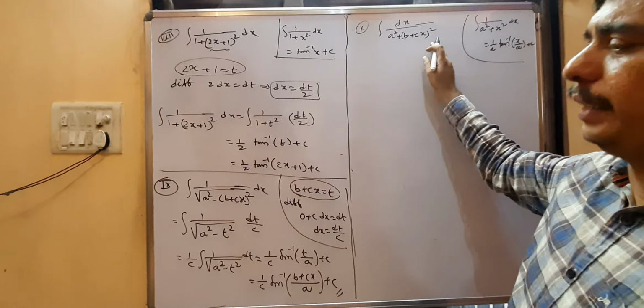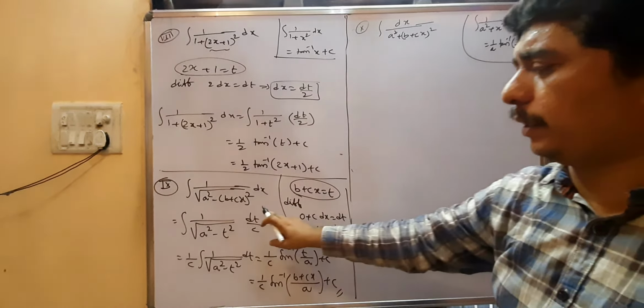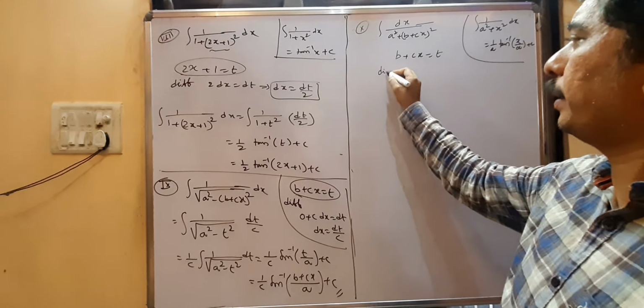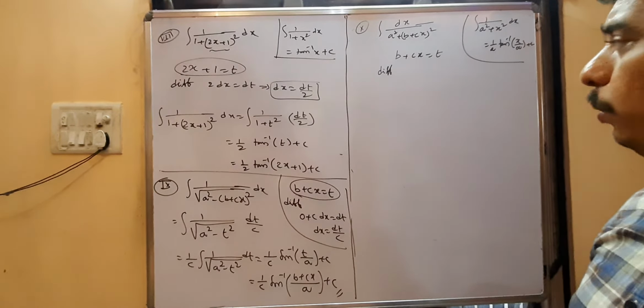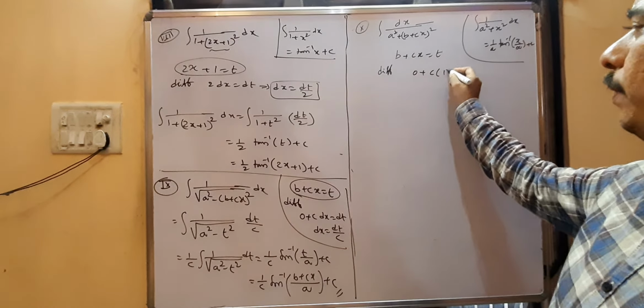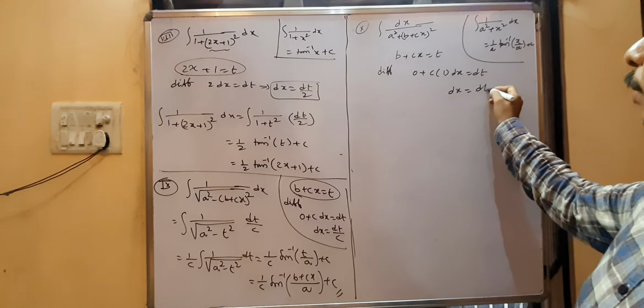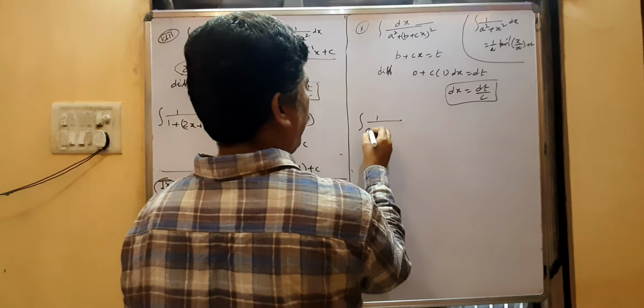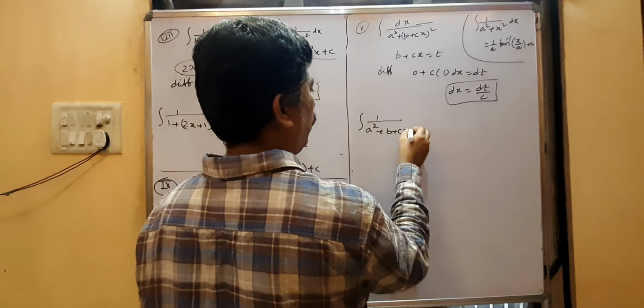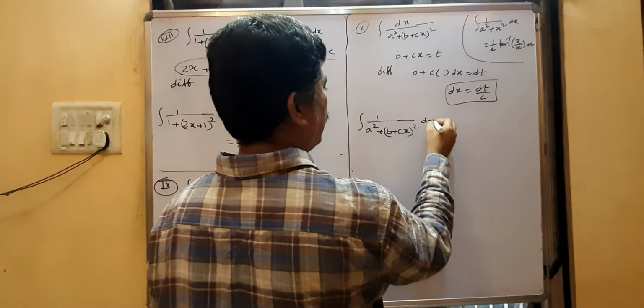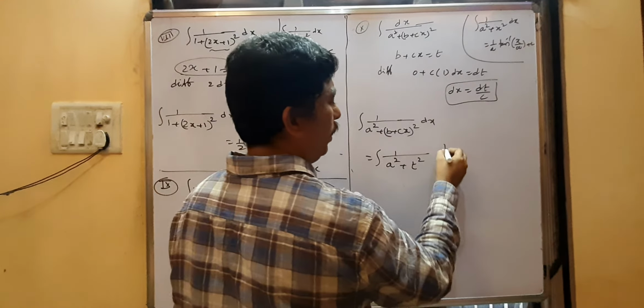So take b plus cx equal to t, same as before. Differentiate it. b derivative 0 plus c into x derivative 1, dx equal to dt. Then obviously dx equal to dt by c. That becomes the integral of 1 by a square plus (b plus cx) whole square dx. This becomes the integral of 1 by a square plus t square. What is dx value? dt by c.